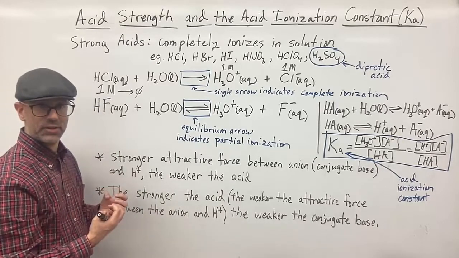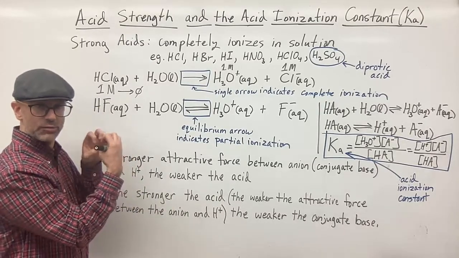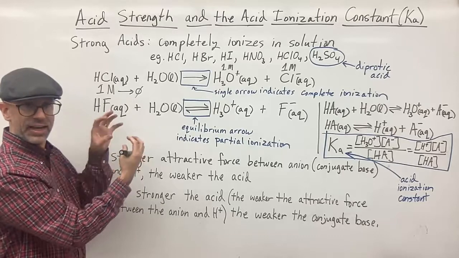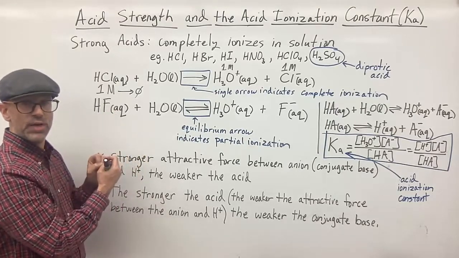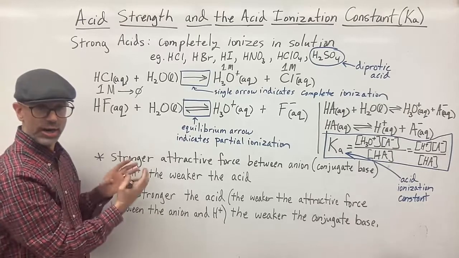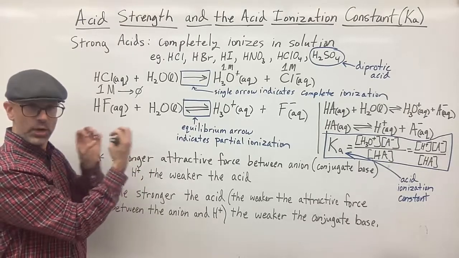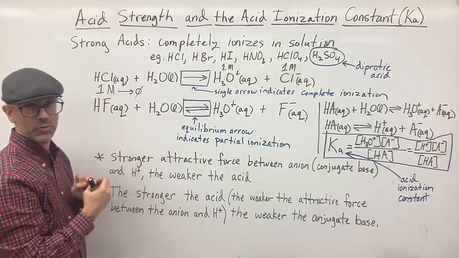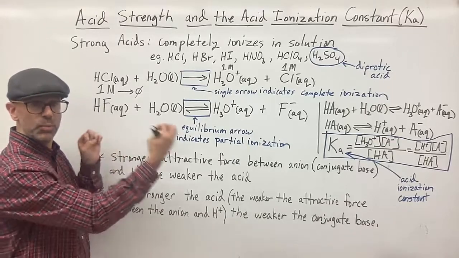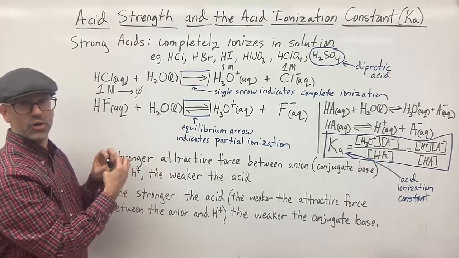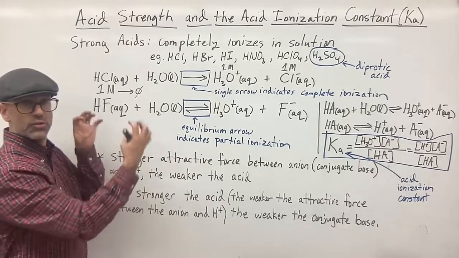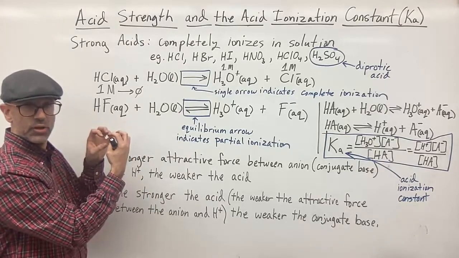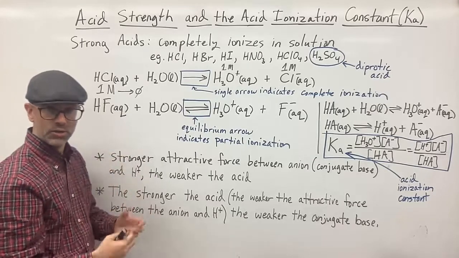Weak acids have a stronger attractive force between the anion and the H plus, or the hydrogen, compared to that of the strong acids. The strong acids have a weak attractive force between those, and so they're easily pulled apart by the water, and that's what makes them a strong acid. So the stronger the attractive force between them, the weaker the acid.